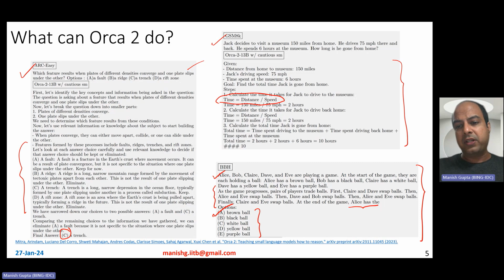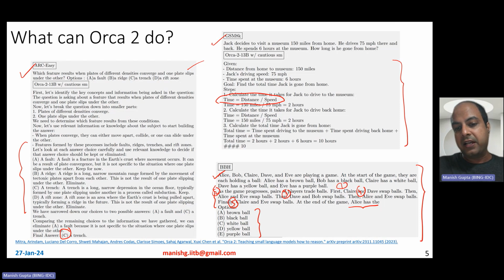Now, I gave the same question to my 7-year-old kid, and it turns out she also came up with the right answer, but she did it way faster with a much lesser amount of reasoning. So this was an interesting observation. While Orca 2 can come up with the right answer and with very correct reasoning, the reasoning steps are unnecessarily long. For example, here there are a few different swaps that happen: Claire and Dave swap, and then Alice and Eve swap, and then Dave and Bob swap, and then Alice and Eve swap, and then the fifth one is Claire and Eve swap again. So the question is, at the end of the game, Alice has which ball?